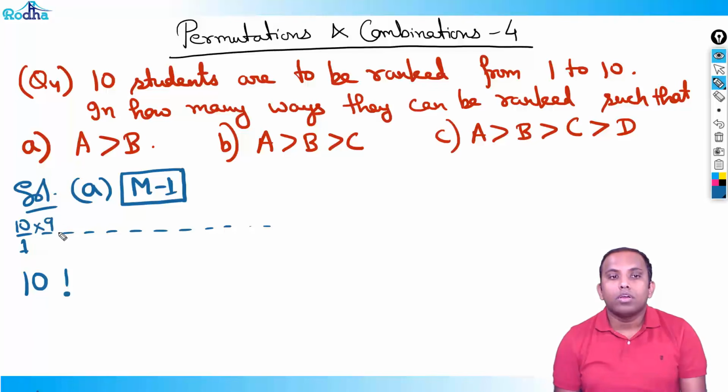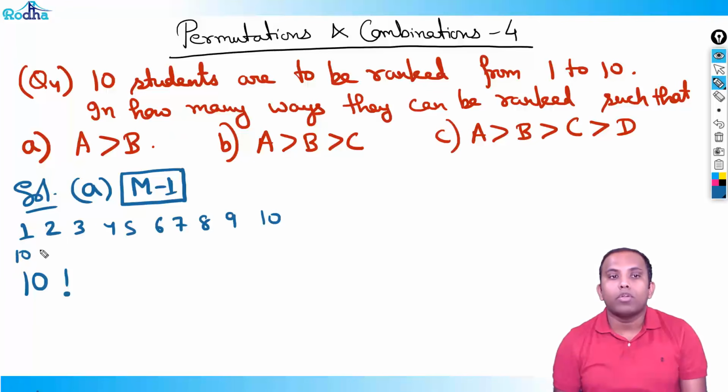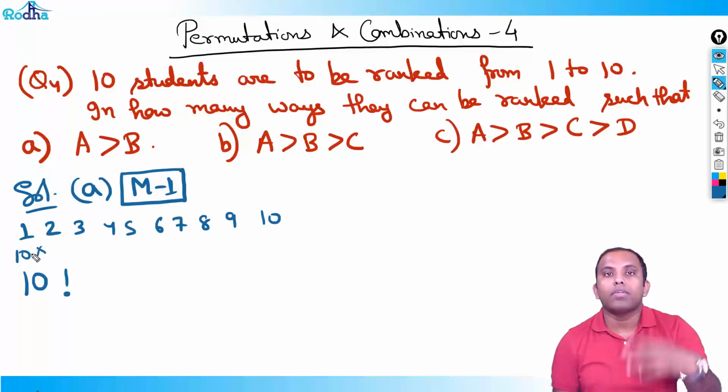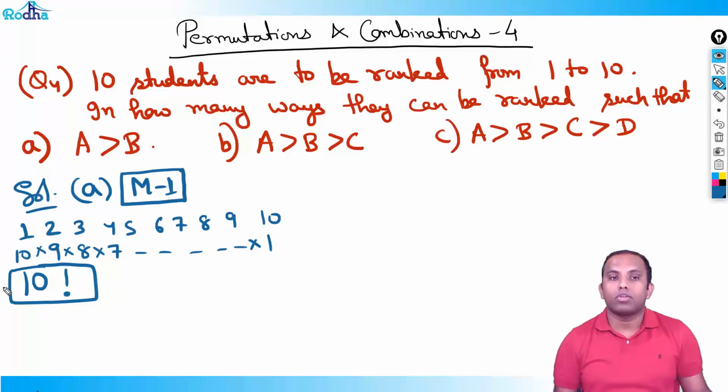Now, I can also discuss this in terms of ranks. Let's say rank 1, rank 2, rank 3, rank 4, rank 5, rank 6, rank 7, rank 8, 9, 10. Rank 1 can be given to any of 10 people. For rank 2, one person has already been given rank 1, so 9 are left. Rank 3 can be given to 8 people. Rank 4 can be given to 7 people. Like this down to 10 into 1, right? What is the answer? The answer is 10 factorial. So 10 people can be ranked from 1 to 10 in 10 factorial ways.